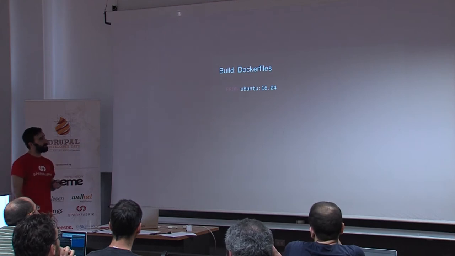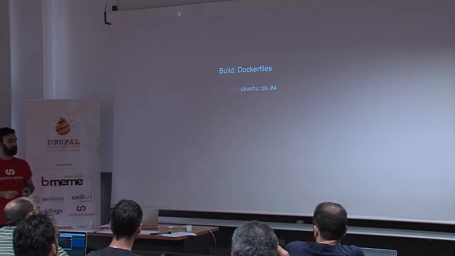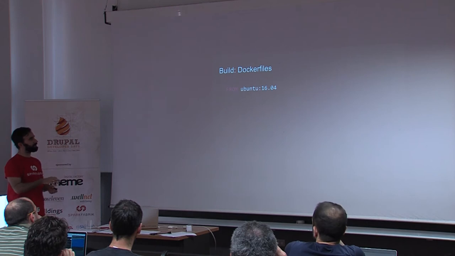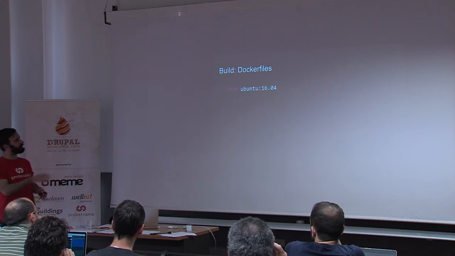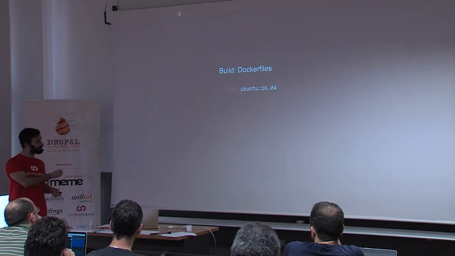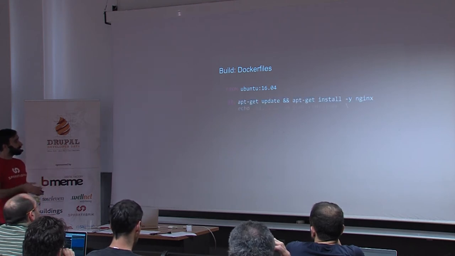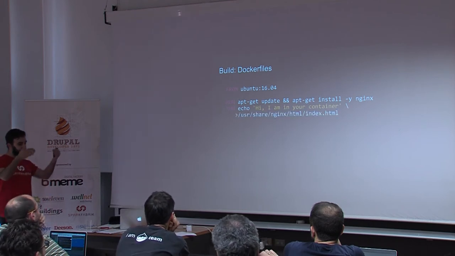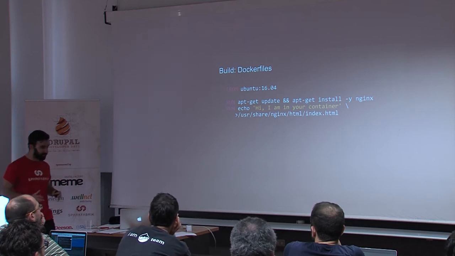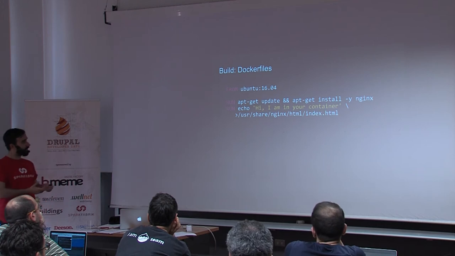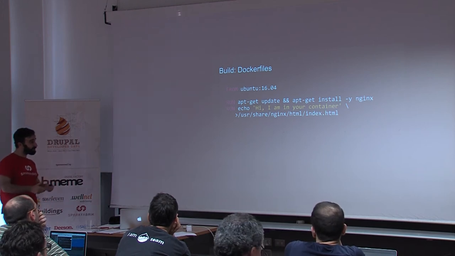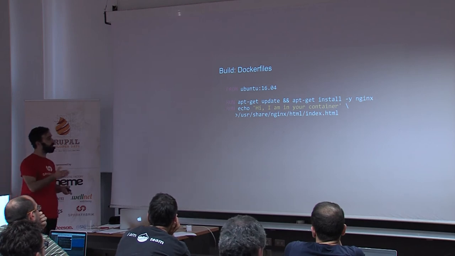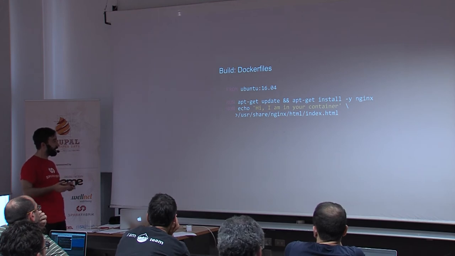We start by saying FROM, which is the base Docker image we want to use. In this case, we are saying that we want to start from Ubuntu version 16.04. And then with the RUN instruction, we run real commands on the containers to build the image. Every step of the Dockerfile is a sort of temporary container to build this image. So we run apt-get update and apt-get install nginx on our Dockerfile. And we save "hi, I am in your container" in the nginx default index.html path.